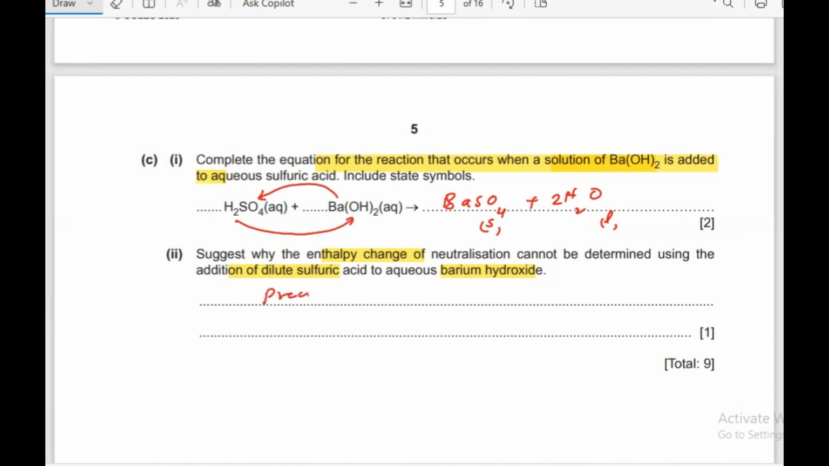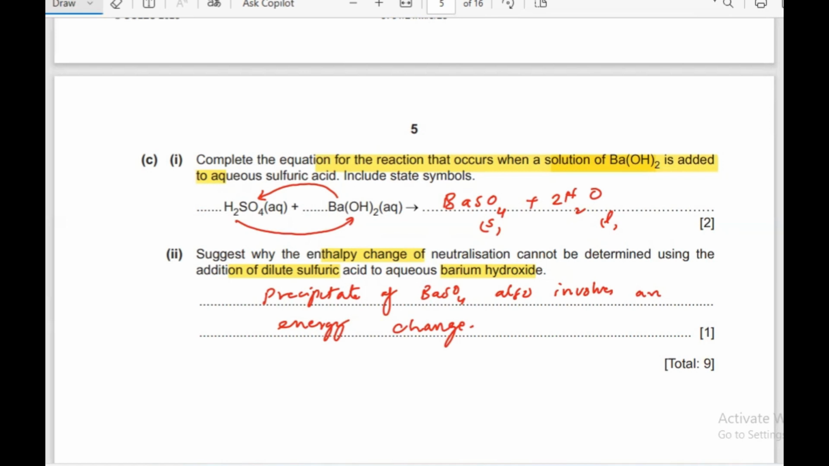So the precipitate of barium sulfate also involves an energy change. That's why it's difficult to measure the enthalpy change of neutralization by using this reaction, because you are getting a precipitate, and that precipitate is also formed. So that also involves an energy change. That's why it's very difficult.